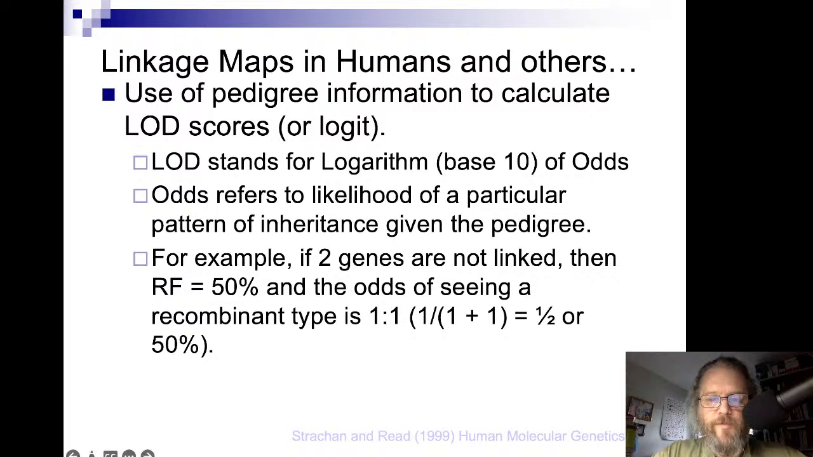Okay, so for two genes, if they're not linked, then the recombination frequency is 50%, and the odds of seeing a recombinant type then is 1 to 1. So 1 divided by 1 plus 1, so that's half. So the odds are half. Excuse me.